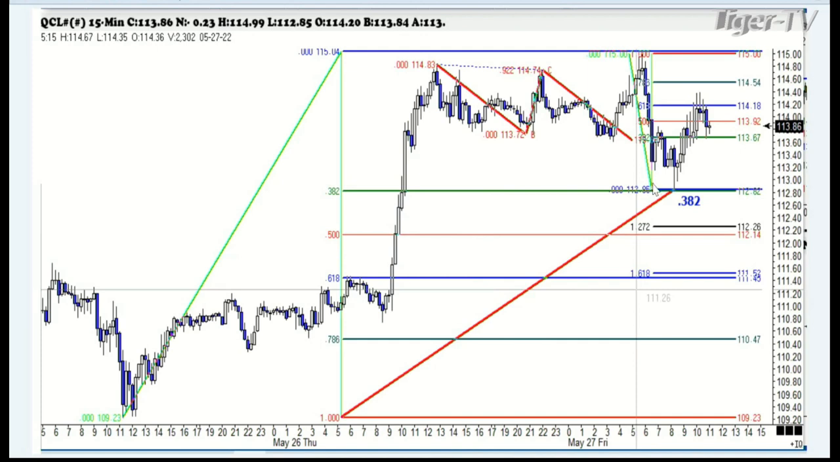Okay, anyway, there's the exact 382. There's the ABCD. I bought it there. I got out right here at the 786. I tried selling it a little higher than this, above like at 115.20.